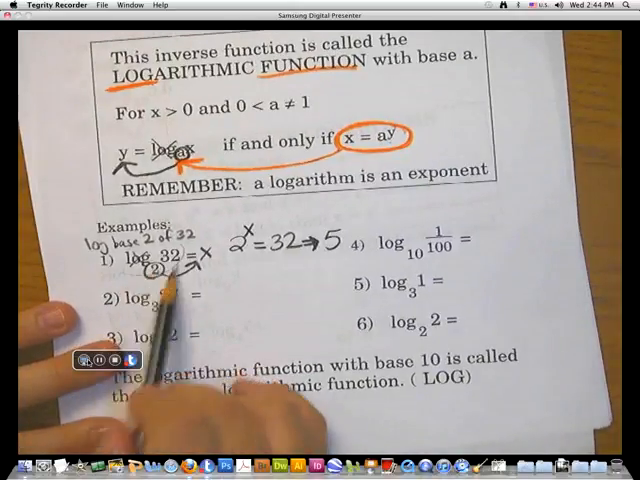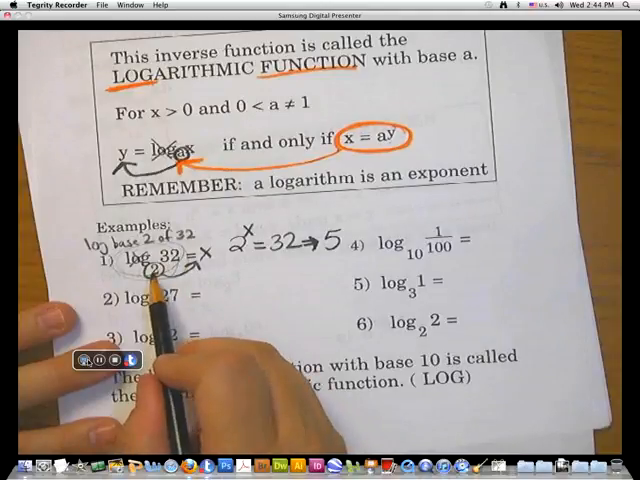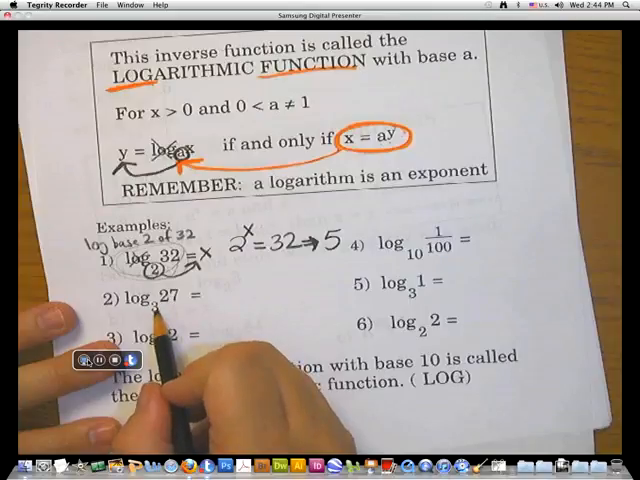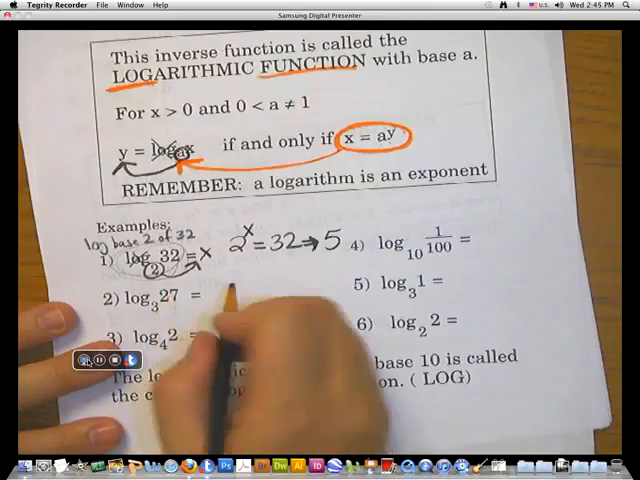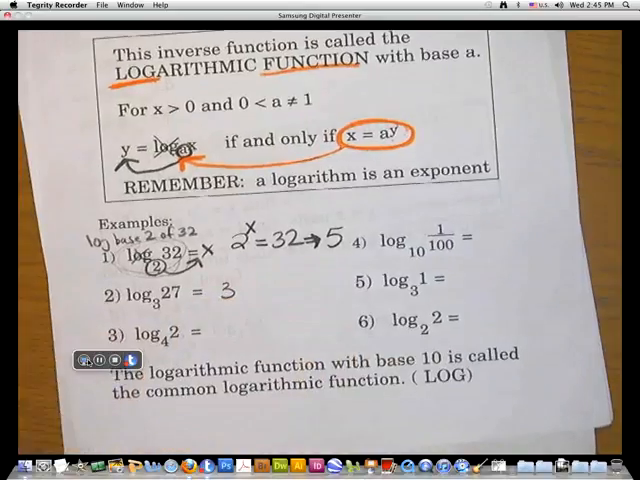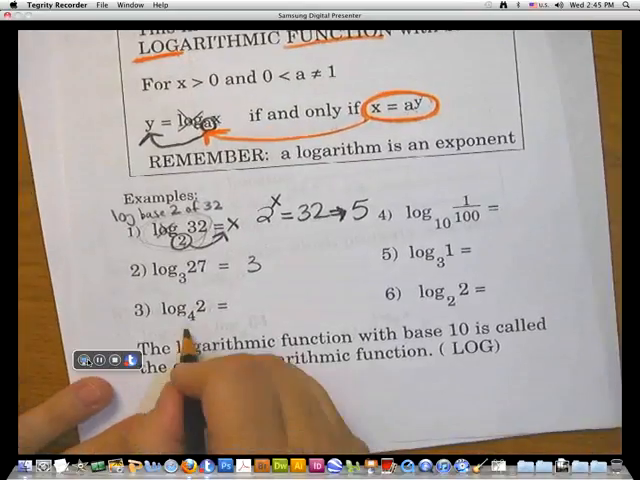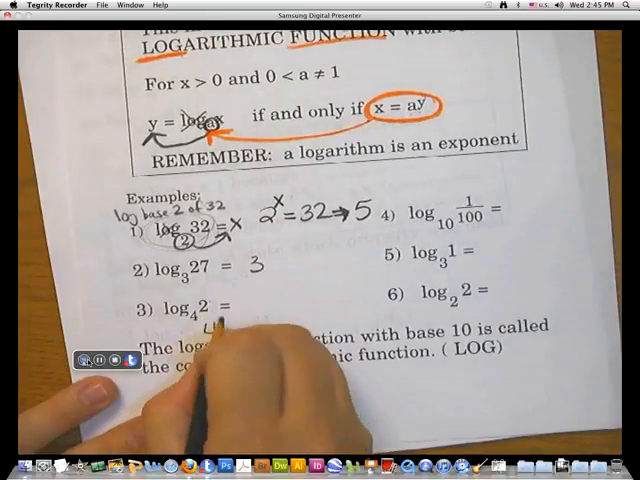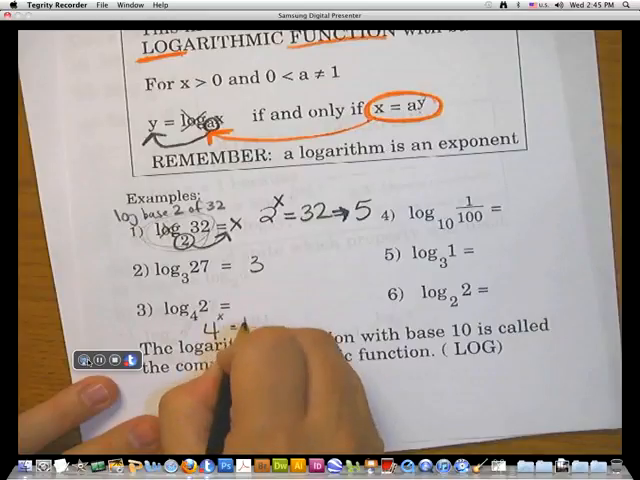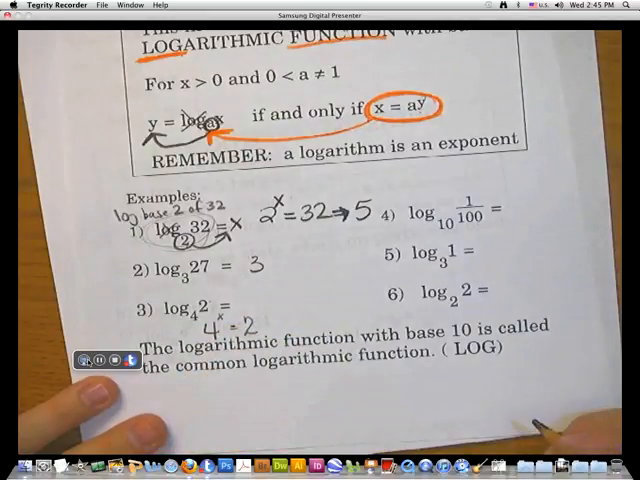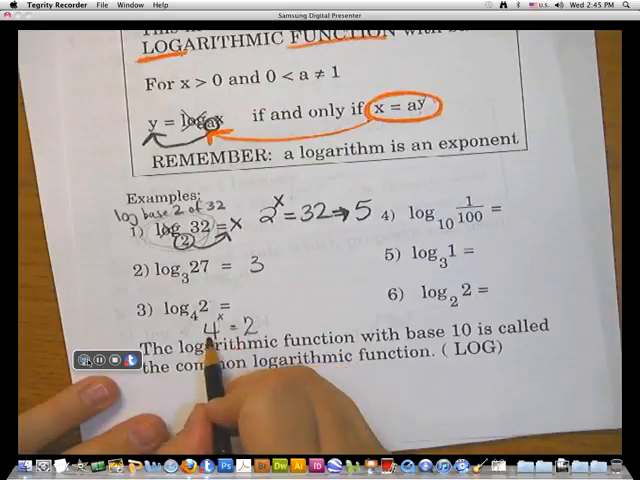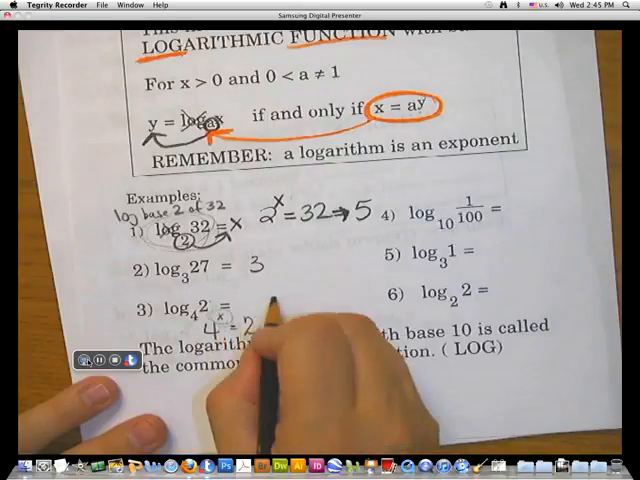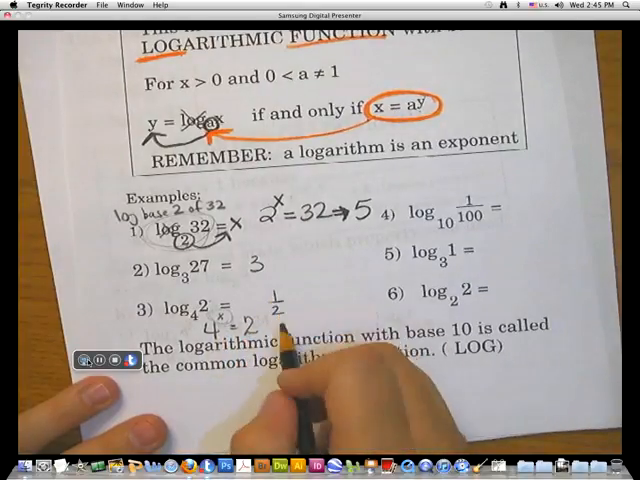So basically, when we're looking at our logs, we're asking what power on the base gives me that number. What power on 3 gives me 27? And hopefully we know that that's 3 cubed. What power on 4 gives me a 2? And if you're unsure, you can look at it. Well, the only way 4 can become 2 is if I square root it. So what exponent allows for a square root? That's 1/2.